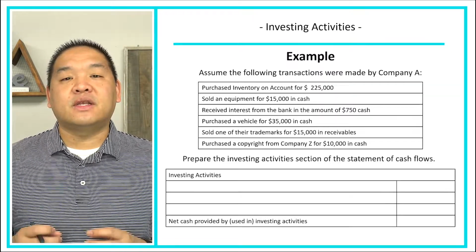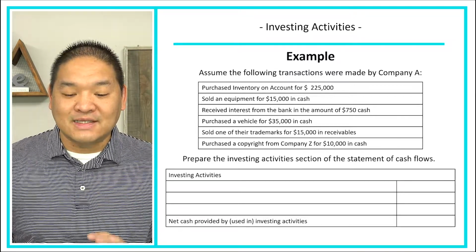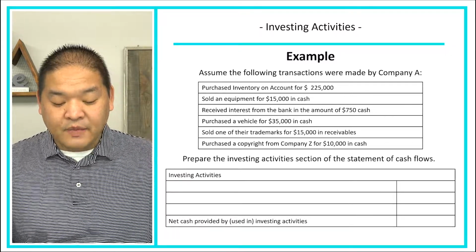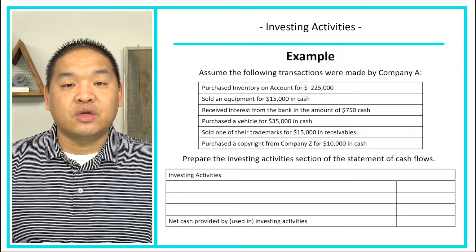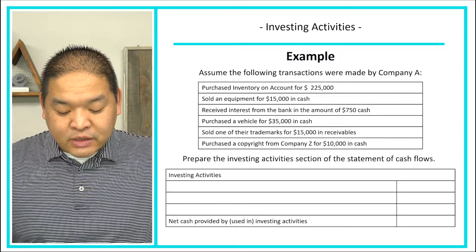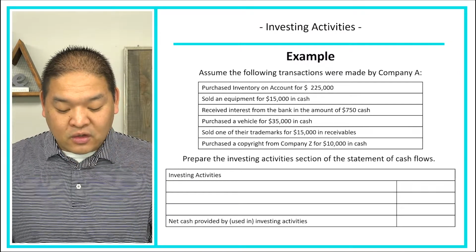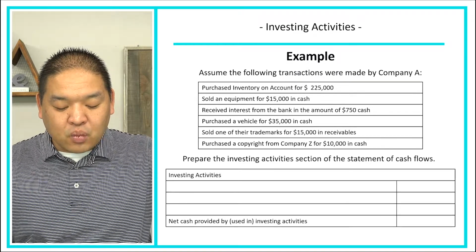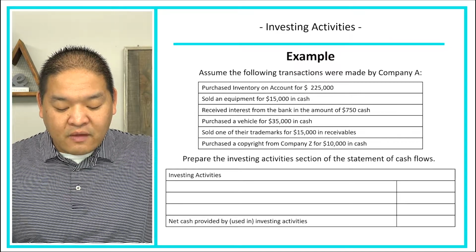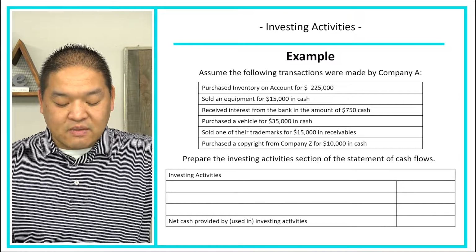All right. So let's look at an example to help walk you through what that would look like for the investing section. So assume the following transactions are made by Company A. They purchased inventory on account for $225,000. They sold an equipment for $15,000 in cash, received interest from the bank in the amount of $750 cash, purchased a vehicle for $35,000 in cash, sold one of their trademarks for $15,000 in receivables, and purchased a copyright from Company Z for $10,000 in cash. Prepare the investing section of the statement of cash flows.